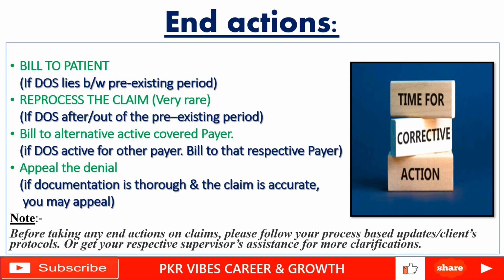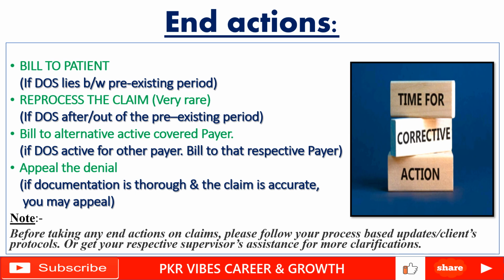For example, our DOS is outside of the pre-existing period and the denial is incorrect, and our patient's services for the medical condition were billed after the date of service only. At that time the insurance representative reprocesses the claim. Otherwise, what will you do? You have medical records with you to prove it, right? At that time we can go for an appeal on this particular CO 51 denial, because our services are after the pre-existing period.